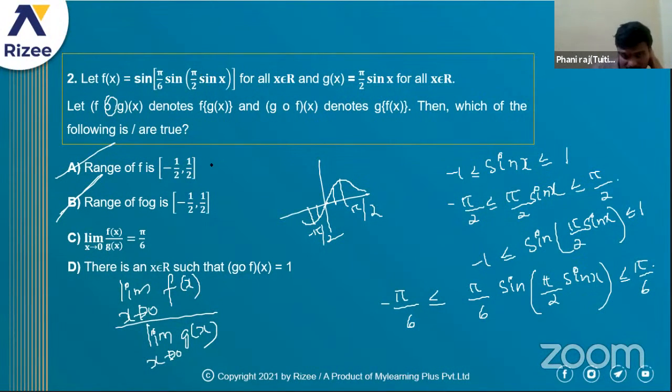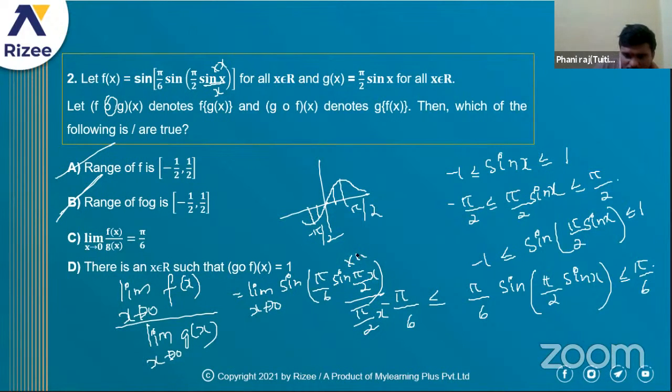What is limit x tends to 0 of f of x? You can divide by x and multiply by x. So that is the same as limit x tends to 0 sine of pi by 6 of sine pi by 2x. Why? Because when you multiply and divide by x, the limit of this is 1. So you will be left with this. Again, what do you do here? Divide by pi by 2x and multiply by pi by 2x. As x tends to 0, pi by 2x also tends to 0, so this also will become 1.